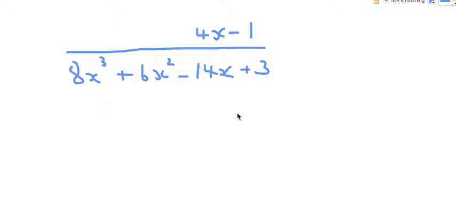Okay, so this one is a factor, so I want you to just tell me what the quadratic is by email when you get this video and have a go at it. So pause the video now and just have a go yourself.